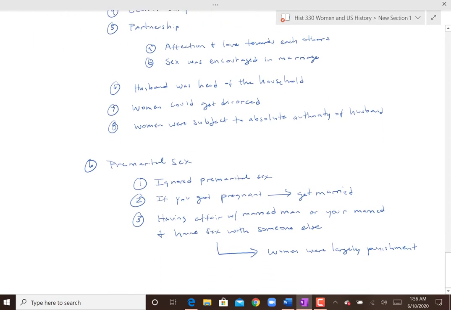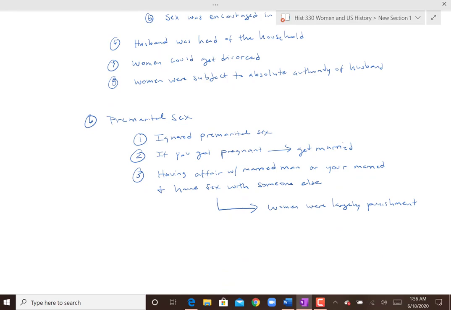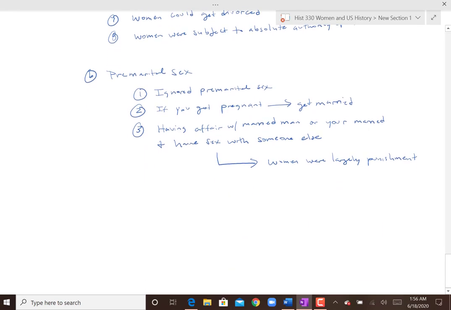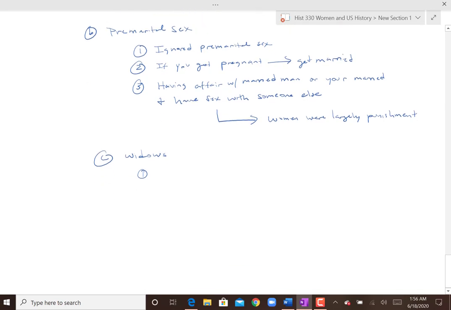So marriage, premarital sex. The other thing we look at is widows, because that's an important one to address. We looked at widows in the Chesapeake area, and it could be a benefit to women to become a widow because you became femme sole and you could become wealthy. However, widows were not looked on favorably. Widows were not a positive thing for women in Puritan society.